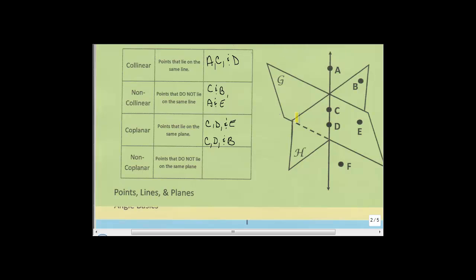Non-coplanar points are points that are not on the same plane. So if we use plane H, you would pick any 3 points, but one or 2 of them would not lie on the same plane. So if I chose C, I could also choose A and E. Those are not coplanar because they are not on my yellow plane. I could also choose C, D, and E, and they're still not coplanar because E is not on our plane. So again, there are many different combinations you can have for this answer. Just know that at least one of them has to not be on the same plane as the other 2, or 2 of them cannot be on the same plane as the 1.